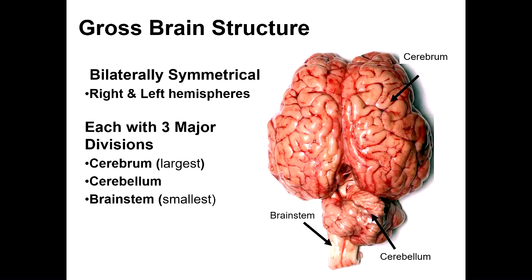The largest of those divisions is this one here. It's called the cerebrum. The smallest is the bit you see sticking out the back, and it's called the brainstem. In fact, this region here would be directly attached to your spinal cord. And the intermediate size division is this one here, called the cerebellum.